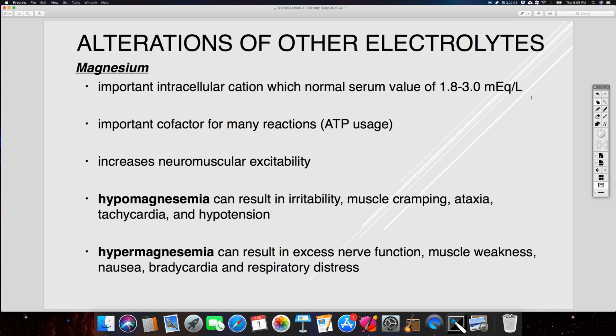Now, hypermagnesemia results in excess nerve function. So you'll see things like overstimulation of muscles to the point where they're weak. You'll also see things like diarrhea. As for causes of hypermagnesemia, renal failure is a pretty common cause. You see it a lot with renal failure. Also, sometimes people will consume too many antacids that contain magnesium, or they oversupplement magnesium by itself, and that can certainly result in hypermagnesemia.